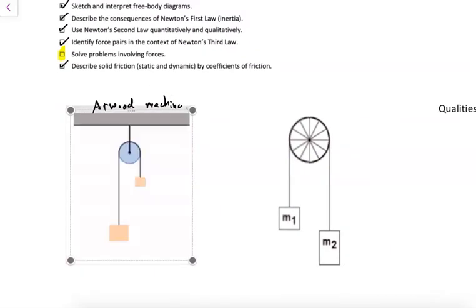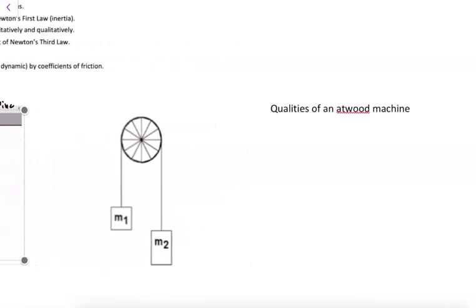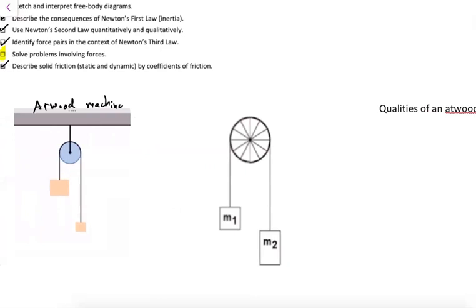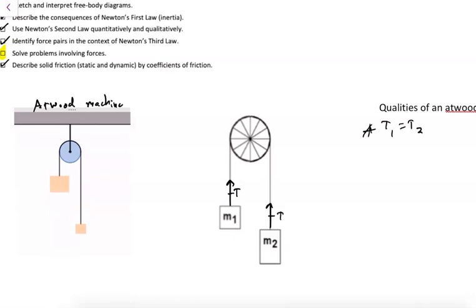So the first quality of an Atwood machine is that since there is a string or cable on both sides and it goes over the pulley, there must be a tension force, and this tension force T is going to be equal to this tension force T as well. So like T1 is equal to T2. That's the first one we'll note.